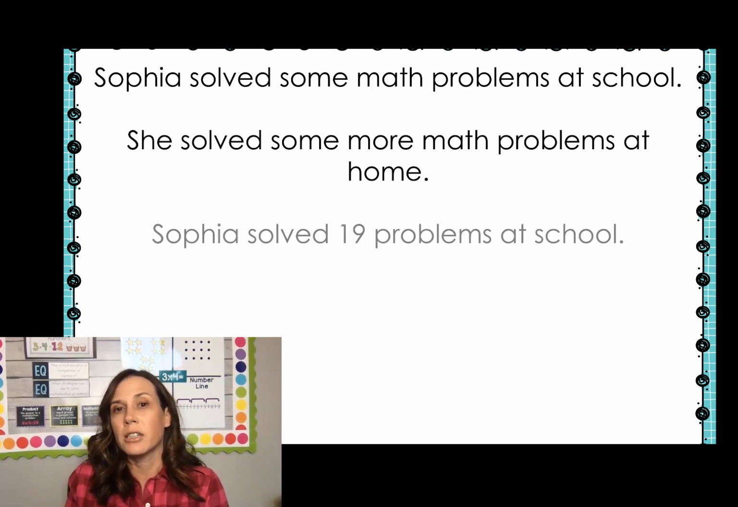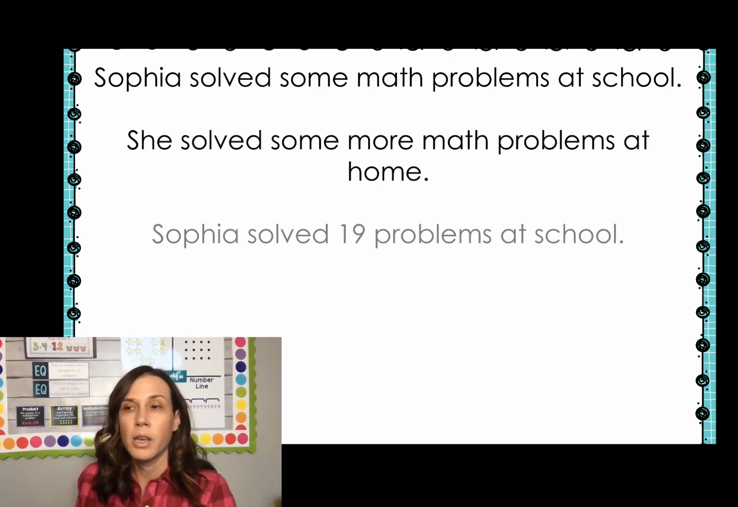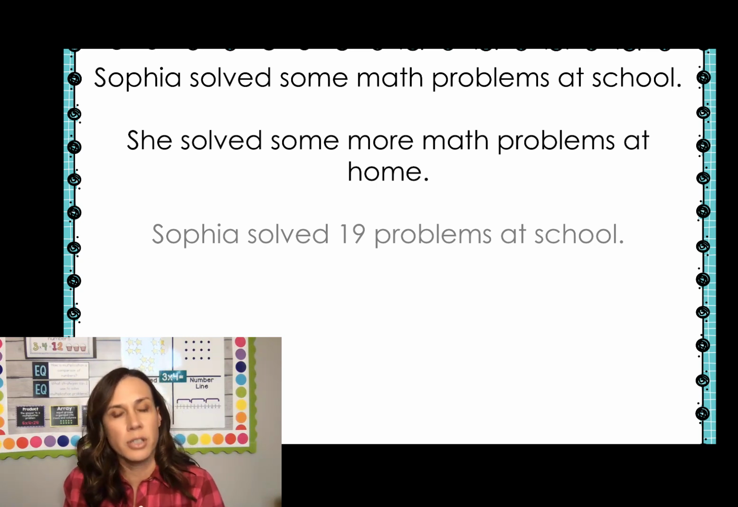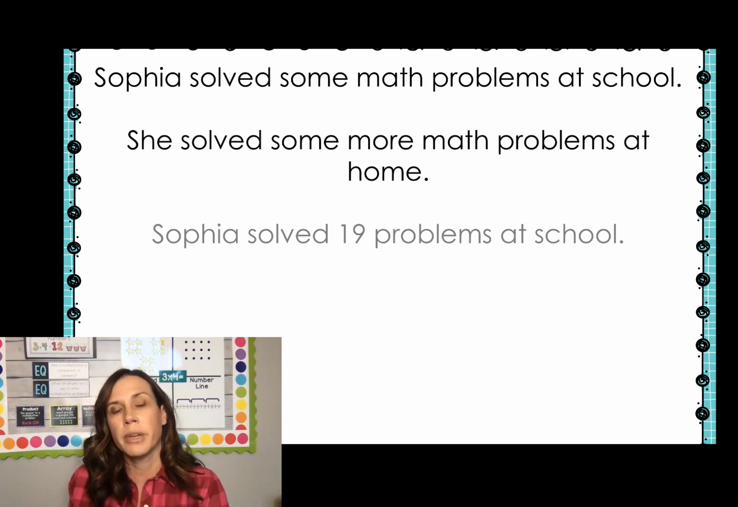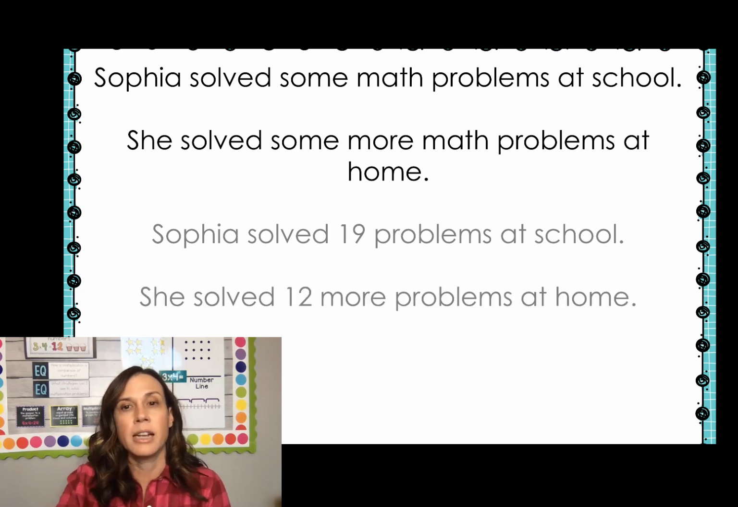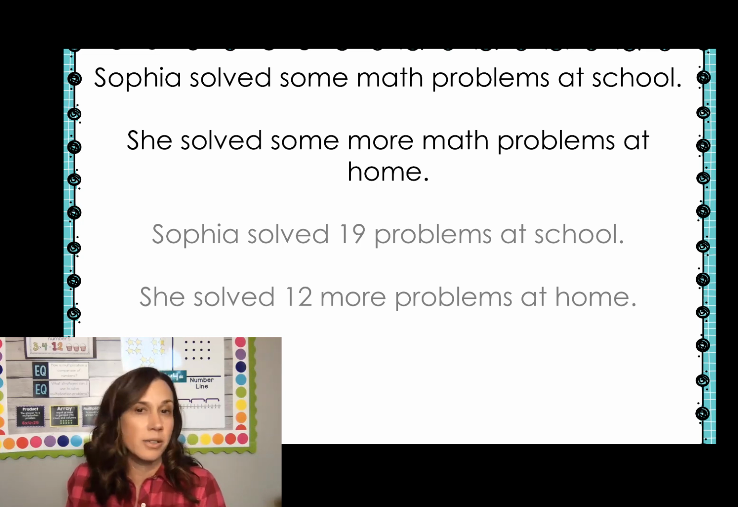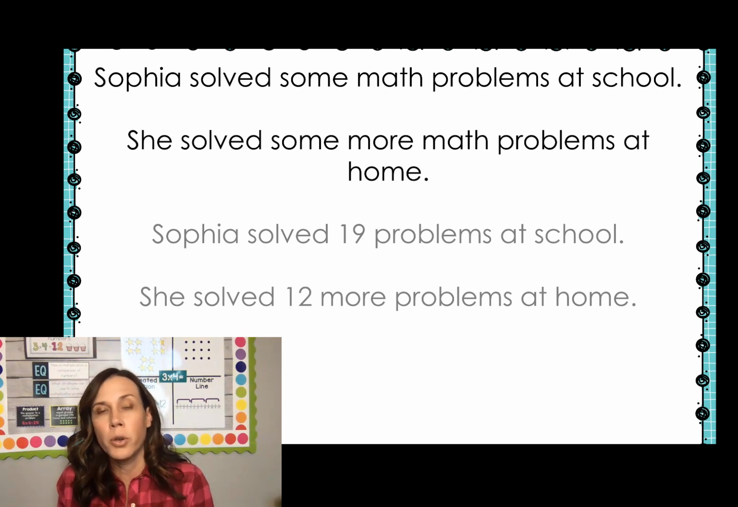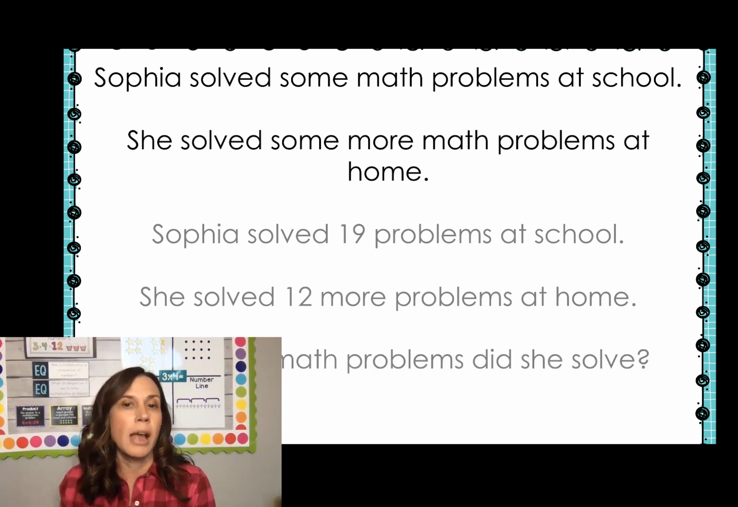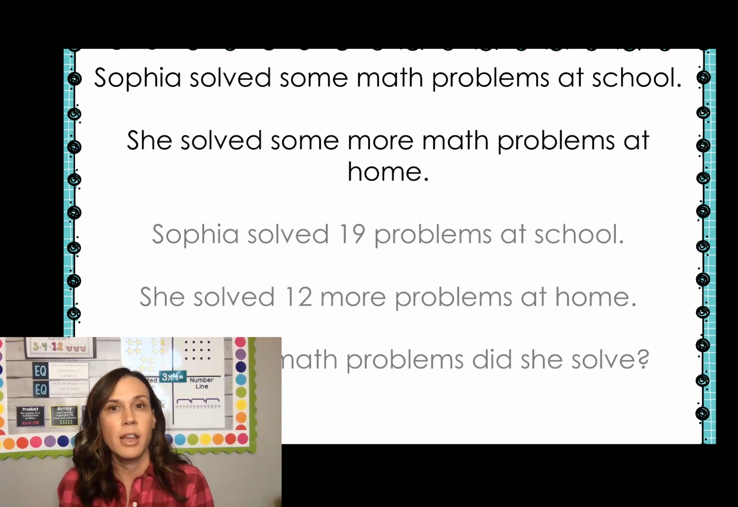And then I gradually introduce more content. So if Sophia solved 19 problems at school, we discuss how that changes students' understanding of the problem and what information is still missing. And then I can eventually add more content to this. So she solved 12 more problems at home. Once we have this information, then we discuss what potential questions could we ask about this situation. I save the question that our students are going to solve for the very end. So how many math problems did she solve? Then I allow students to actually solve the problem.